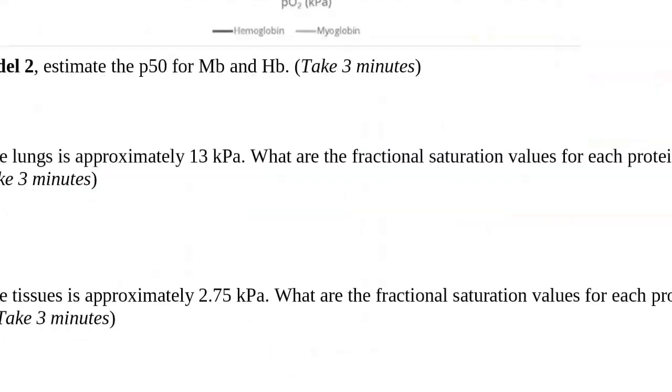Next question. It says the PO2 in the tissues, let's say the muscles, is approximately 2.75 kilopascals. Now, you're going to see different numbers for these. I think the PowerPoint slides say 4 kilopascals. This says 2.75. As you might imagine, it depends, right? If you have a muscle that's under stress and exercise, it might be lower because it's using up the oxygen, and if it's at rest, it might be higher. So for this activity, we're going to say 2.75.